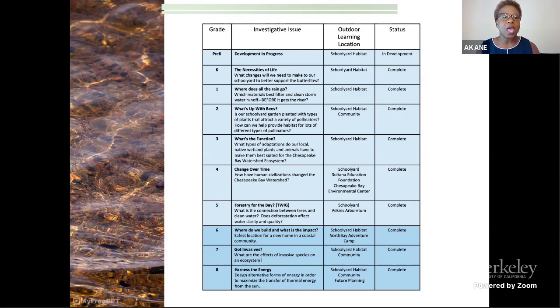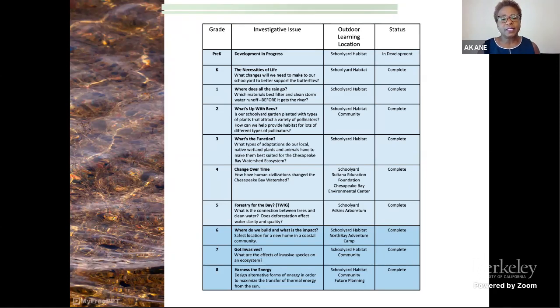For example, in first grade, we look at where does all the rain go? So of course, we're looking at the water cycle. In fourth grade, we're looking at change over time. How have human civilizations changed the Chesapeake Bay watershed? What's our experiences with the watershed? We live on the Chesapeake Bay. So we happen to be a school district that is rich in resources for outdoor education.